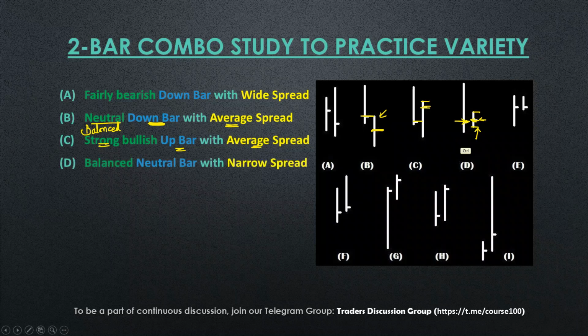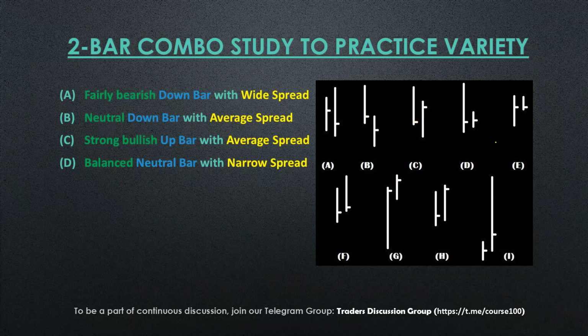Okay, that's your balanced neutral bar. Balanced, why balanced? Because close is in the middle. Comparing with the previous close, the current bar close is near to that. Right? That's why I'm saying neutral bar may confuse you. So instead of neutral at this particular stage, we are using the word balanced just to avoid confusion. And the spread is very narrow for this bar. It's almost 1/3 of the previous bar. So definitely it's a narrow spread.